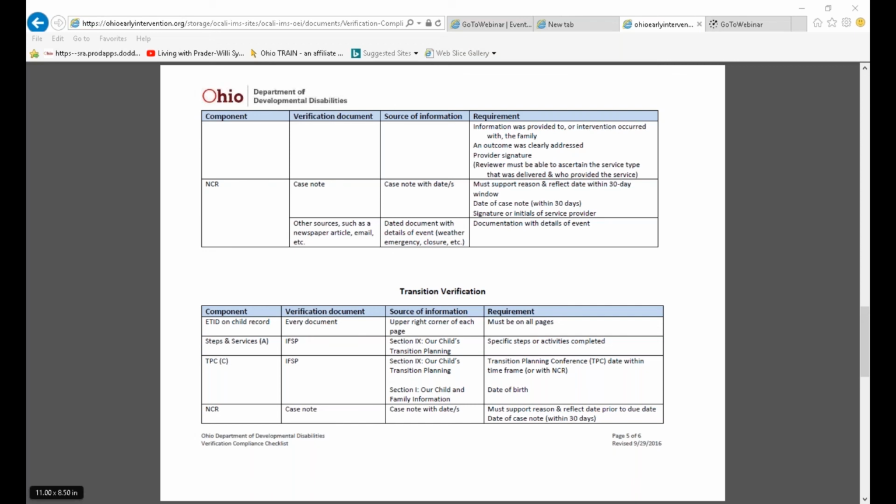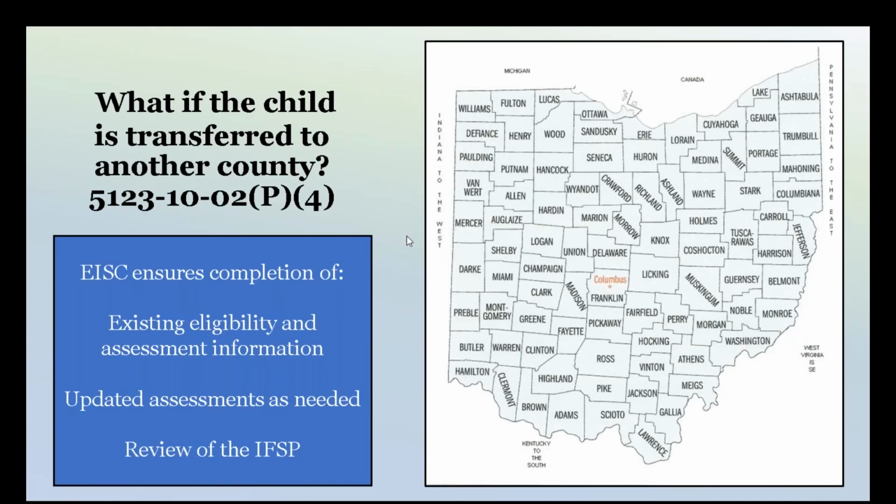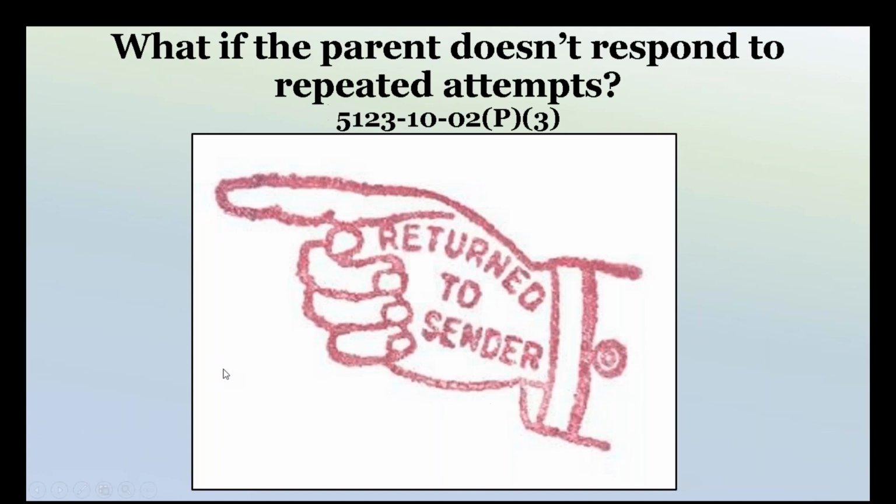Looks like a repeat of the slide about if you cannot reach the family. So when the parent cannot be reached, the EISC is going to use Form EI-10 to provide prior written notice that the child will be exited if the parent doesn't contact the EISC within 10 calendar days from the date of that notice.